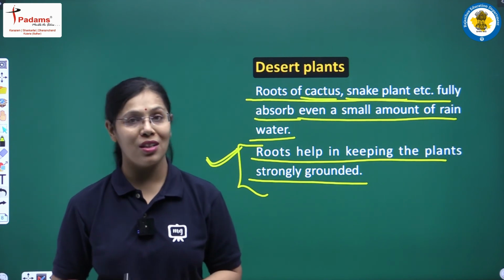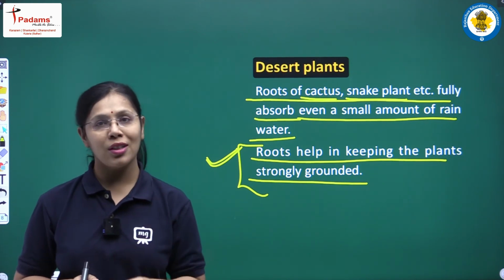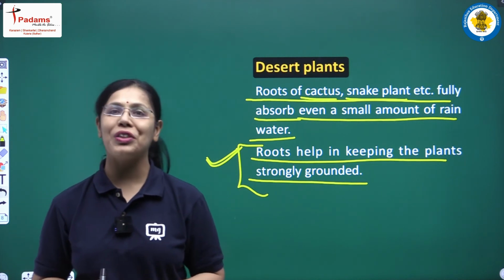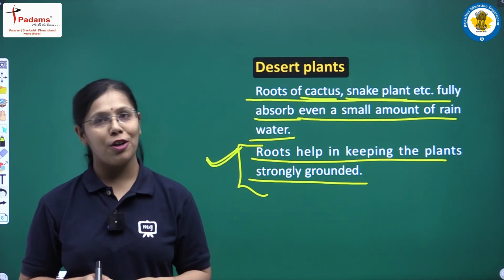So dear students, in this part, which was part 1 of our chapter 6, we have seen the importance of roots of the plants, and we will be talking some more things about trees and plants in our next part of this chapter.